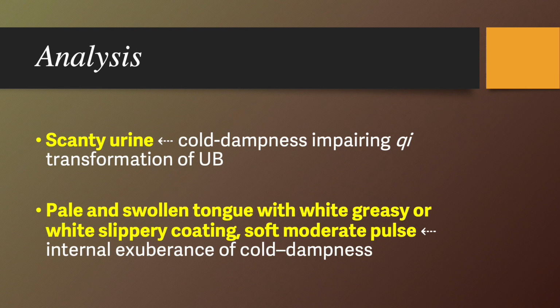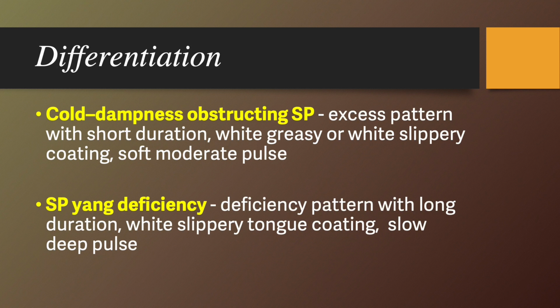Internal exuberance of cold dampness causes a pale and swollen tongue with a white, greasy, or white slippery coating and a soft, moderate pulse. This pattern should be distinguished from spleen yang deficiency. Both patterns can cause failure of the spleen to transport and transform, cold signs and dampness symptoms. However, cold dampness obstructing the spleen is an excess pattern with a short duration and often causes a white greasy or white slippery coating and a soft moderate pulse, while spleen yang deficiency is a deficiency pattern with a long duration and often causes a white slippery tongue coating and a slow deep pulse.